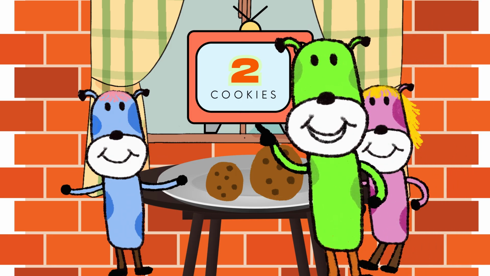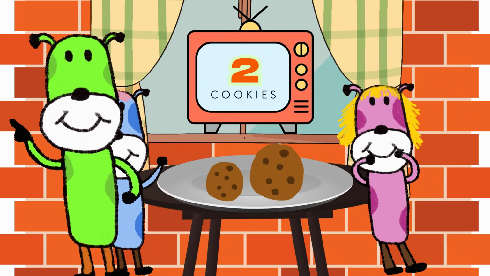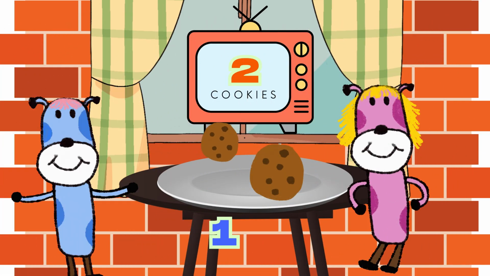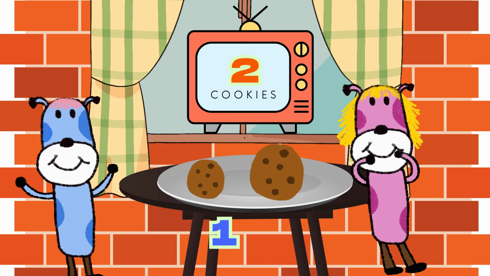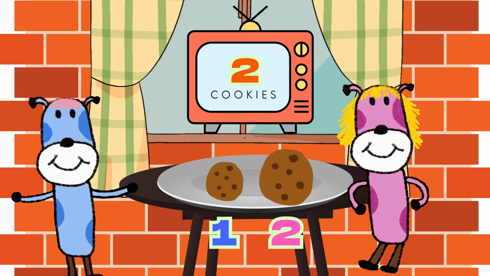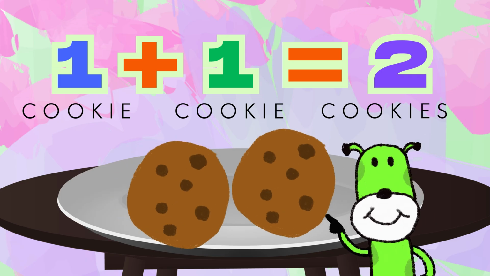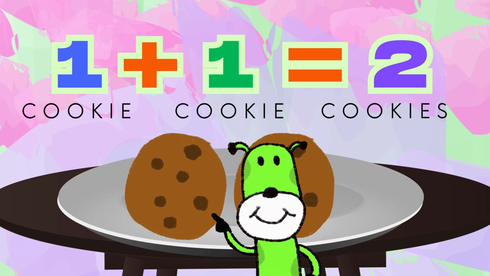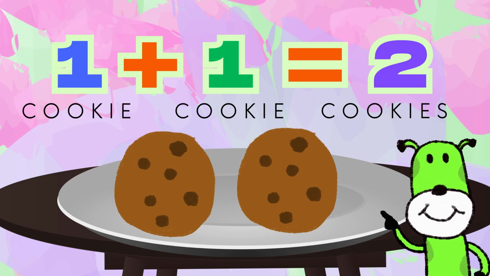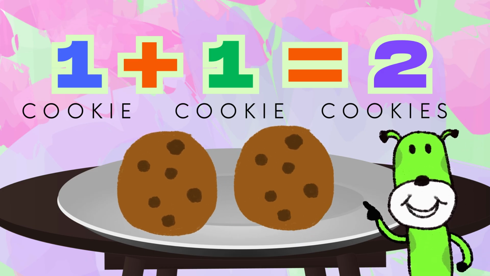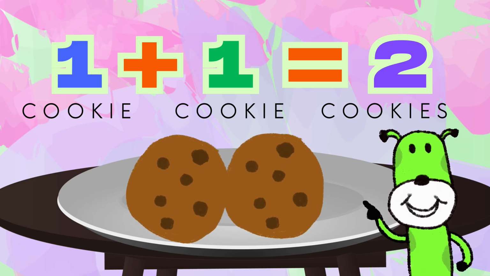How many cookies do we have now? Let's count. 1, 2 cookies. We have 2 cookies here. 1 cookie plus 1 cookie equals 2 cookies.